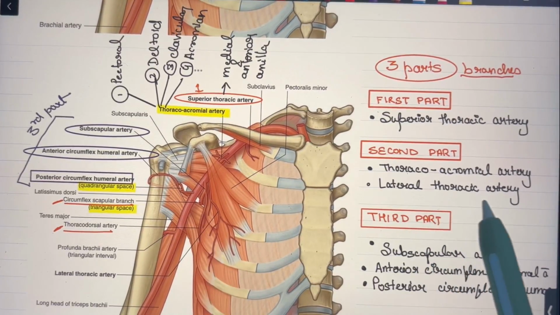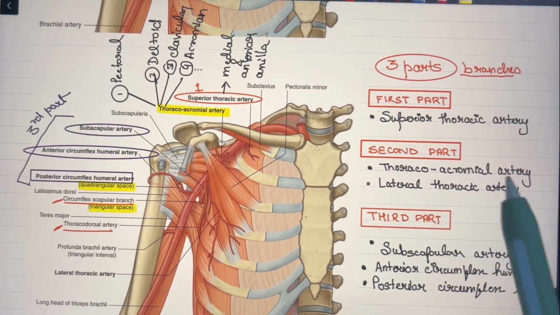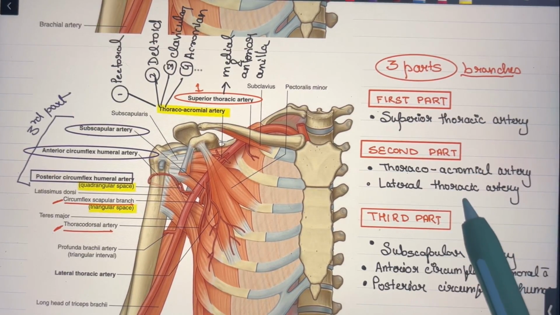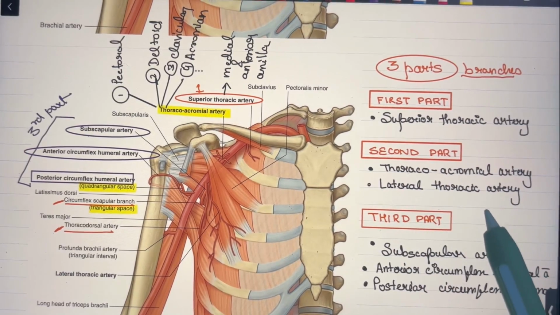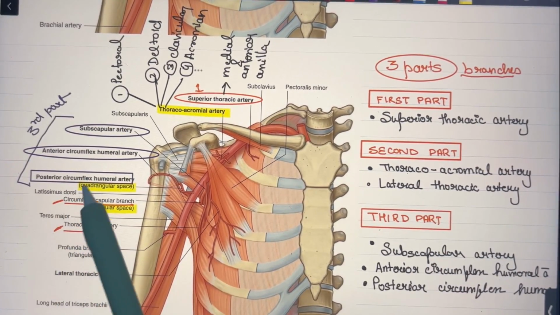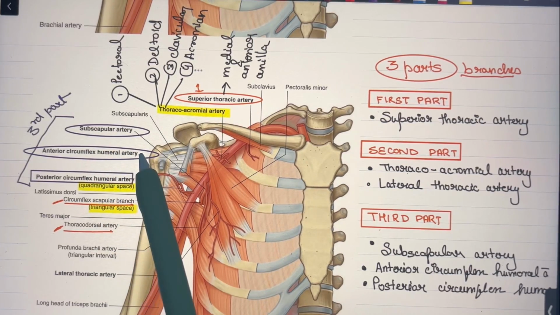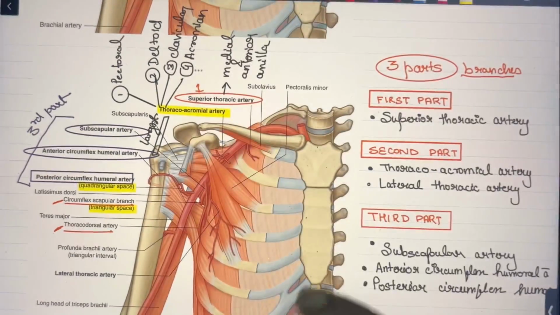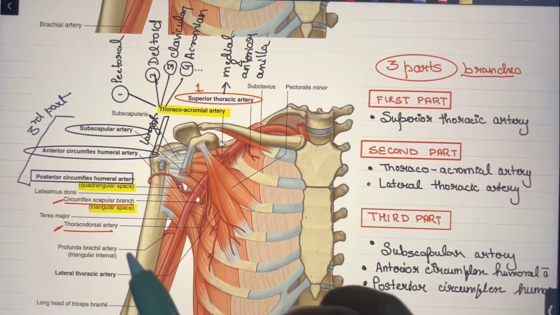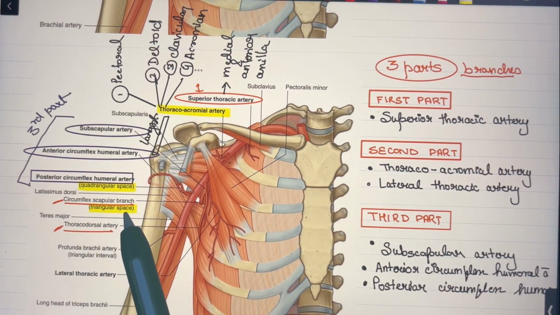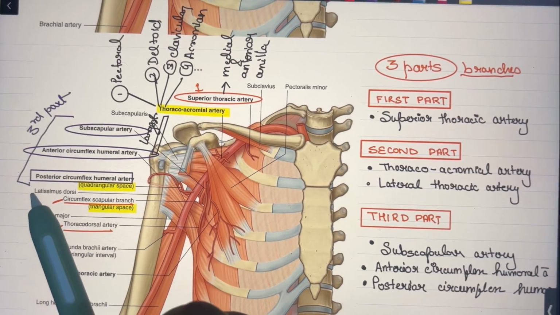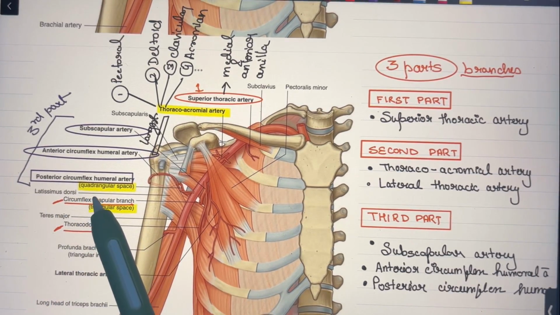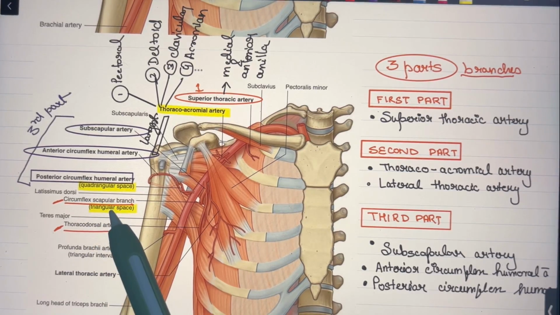Then we also have the lateral thoracic artery, which arises from the second part of the axillary artery and also supplies the breast. Now we have the third part. The third part has the subscapular artery, which is the largest branch of the axillary artery, and it divides into the circumflex scapular branch and the thoracodorsal artery. The circumflex scapular branch goes through the triangular space, and the posterior circumflex humeral artery goes through the quadrangular space along with the radial nerve.